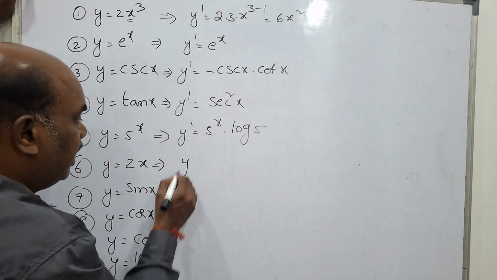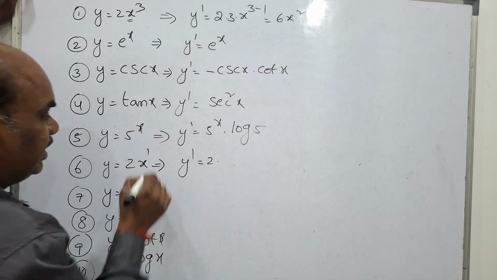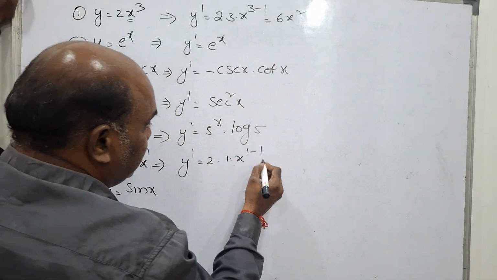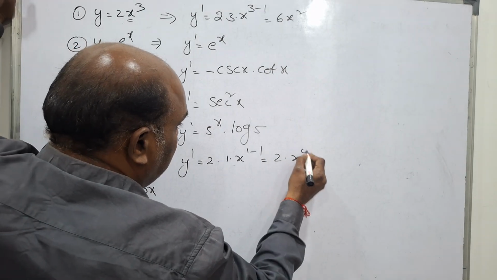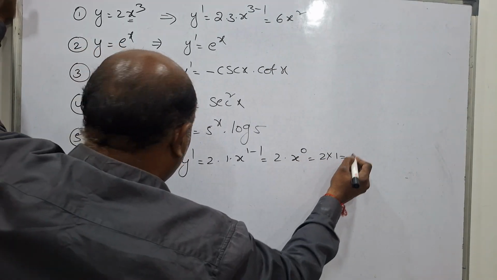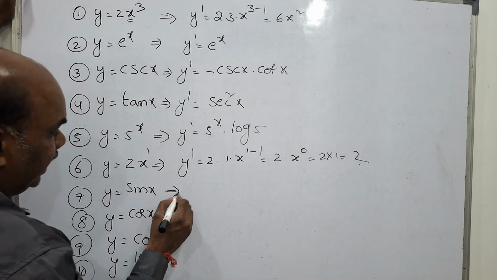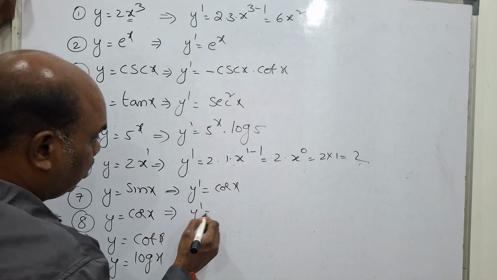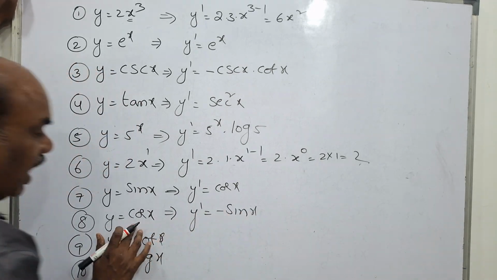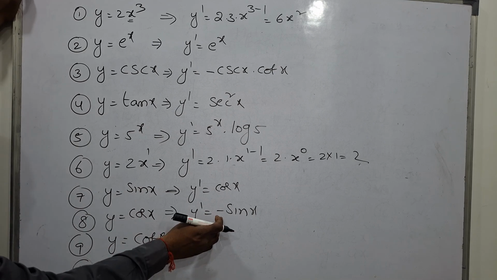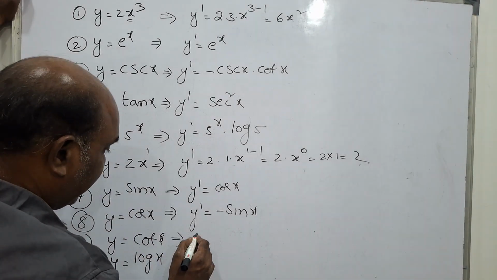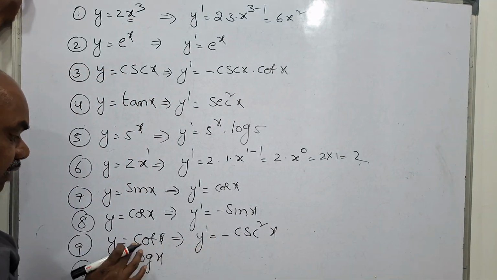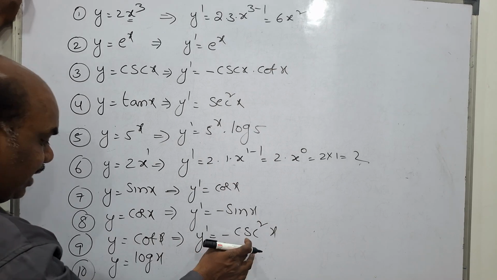This is y is given, y dash is equal to 2 constant. This is nothing but x power 1. It is in the form of x power n, n into x power n minus 1, beta. 2 into x power 0. X power 0 is 1. 2 into 1 is 2, answer. Y equal to sin x, y dash equal to cos x. Y equal to cos x, y dash equal to minus sin x. Whenever you pronounce ka, it should come minus. Cot x, y dash equal to minus cosec square x. So whenever cos spells minus, cot gives minus cosec square x.